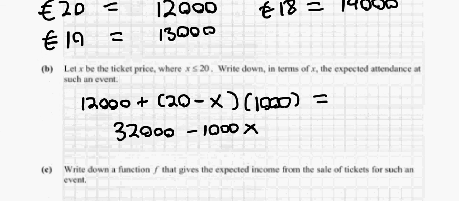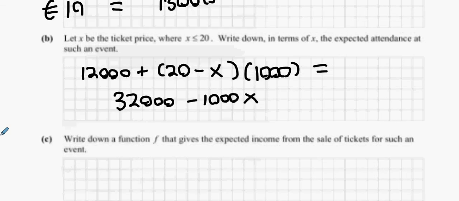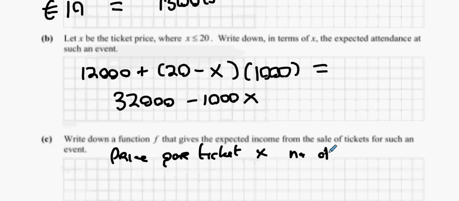Write down an expected income from the sales of the tickets for such an event. How do you calculate how much money you make? Would everybody agree it's price per ticket multiplied by what? Yeah, number of tickets sold. So what can we say about that? If the price of your ticket is X, then what do we say after that?